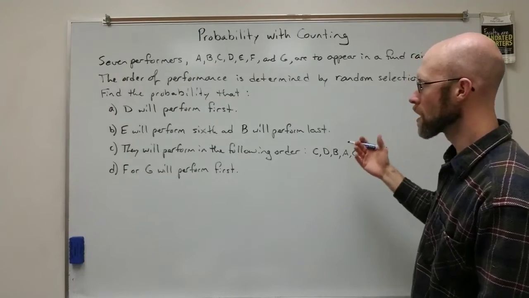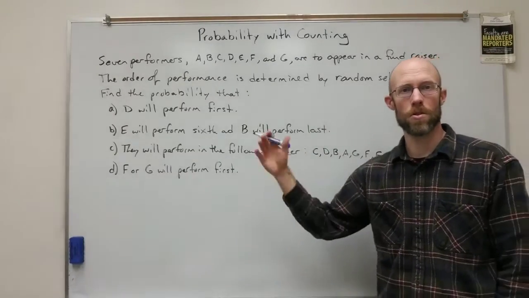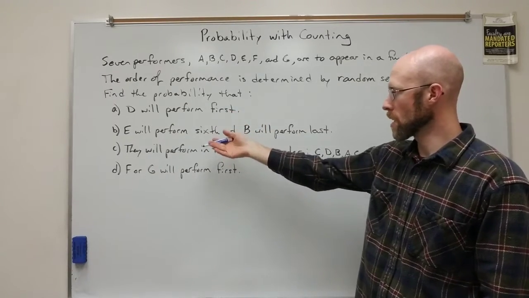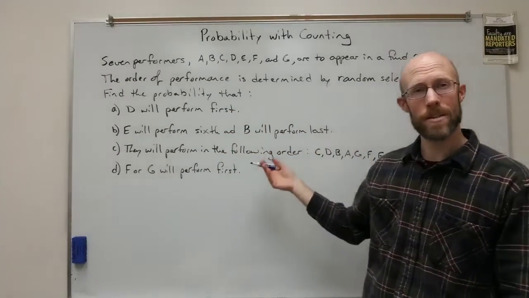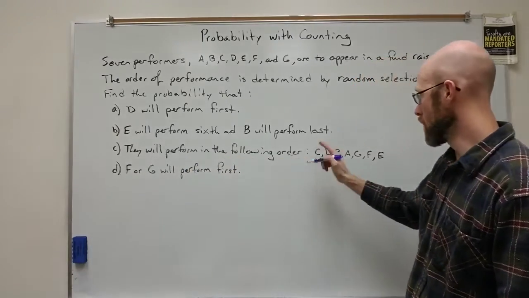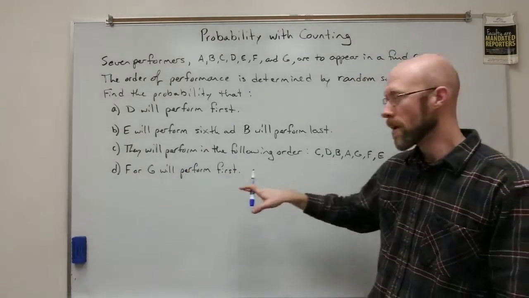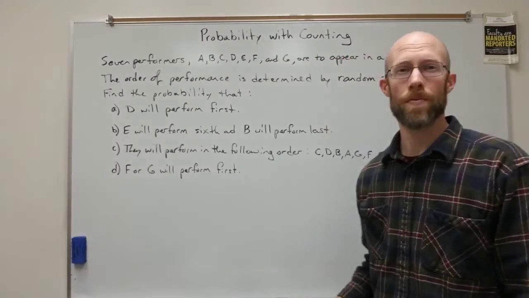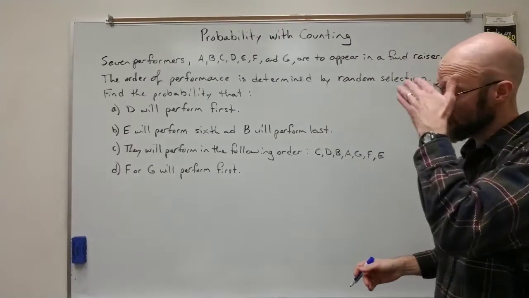Find the probability that each of these 4 things will occur. So the first one is that D will perform first, then E will perform sixth, and B will perform last. They'll perform in this very particular order, and then finally F or G will perform first, one of the two. Okay, so let's start with the beginning.